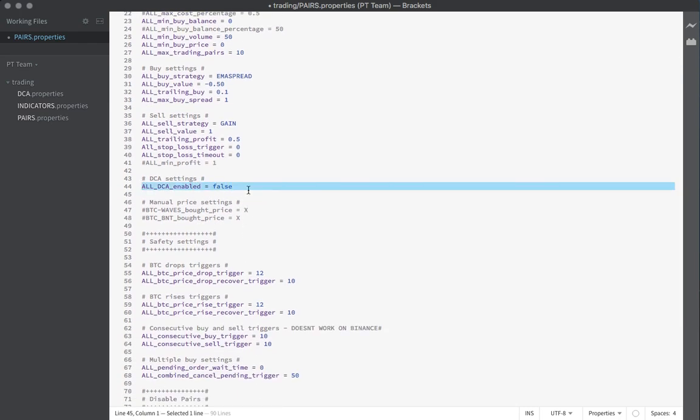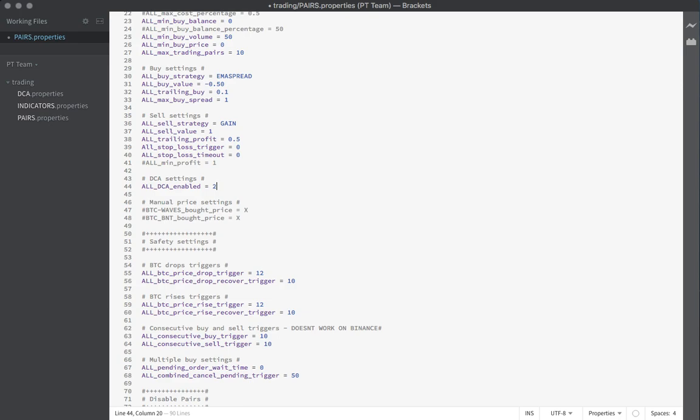Then you have all DCA enabled. We're currently set to false. That means it will not allow dollar cost averaging. You have three values to choose from: true, false, and then you can set a percentage. If you set this to true, everything's going to enable DCA, and it's going to rely on your DCA file to determine when things move over to the log.